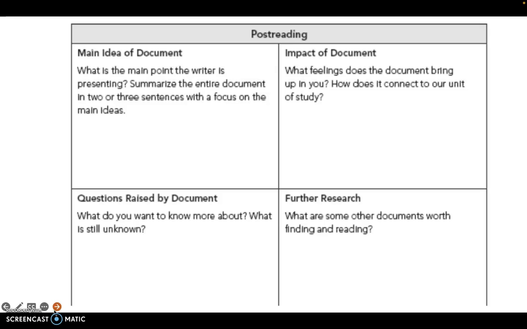And then after modeling, it gives students an opportunity to work with the graphic organizer, perhaps allowing them to work in groups, so they can learn from each other, as they are hopefully learning to evaluate a primary source.